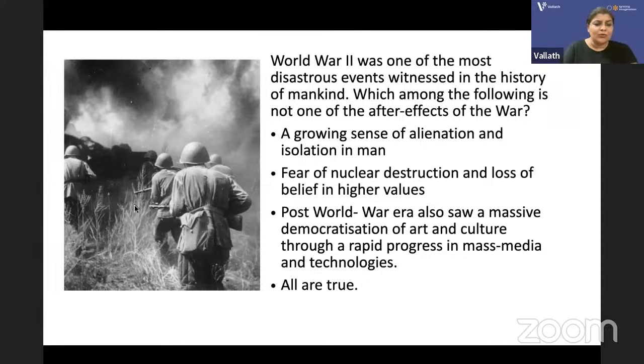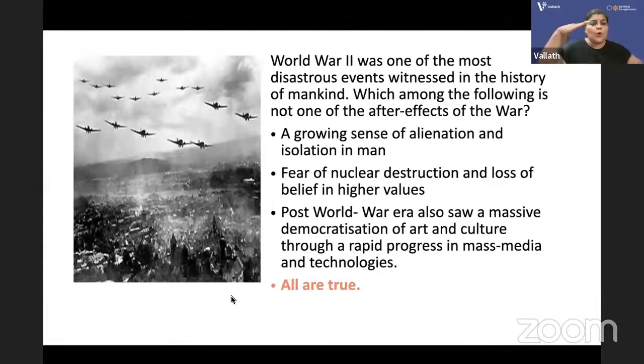Do you think all are true, Ankita? I think all these options are true only. Oh, the Second World War, with aerial bombing, all the aircraft going above us. Oh, it was such a horrible thing, guys. Second World War, lucky that we were born after it. I don't know how people in war-torn regions live. It's so bad. There should be no war on earth.